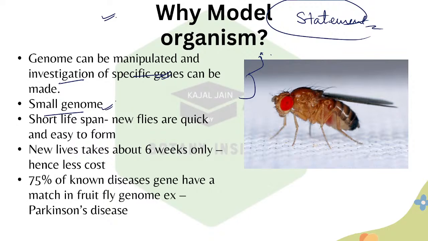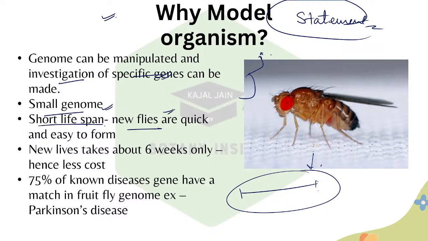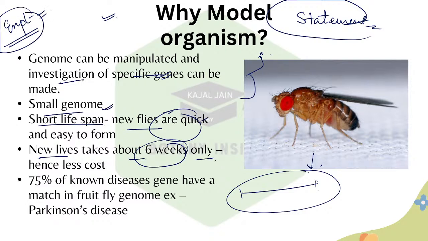Then the genome size of Drosophila is very small. It has a very small genome size, so it becomes easier for researchers to read it, to understand it, and to investigate the differences. Then they have the shortest lifespan. So new flies can be made quickly and are very easy to form as well. New flies take only 6 weeks to form, so it requires very less cost. In experiments, the cost incurred is also taken into consideration to a great level. That's why the cost of developing the organism is very less, and that's why these are considered model organisms.